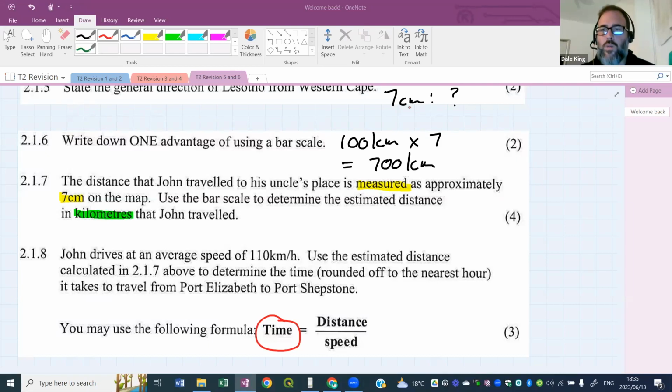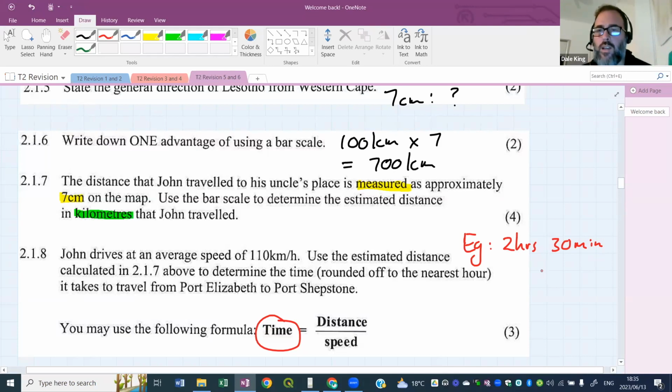Okay. So for example here, I'm going to write an example. If I say 2 hours and 30 minutes, that's one format that we can write time in, right? That's called hours and minutes. That's the hours and minutes format. All right. Now, the other one is called decimal hours. Like Bianca said, decimal hours.